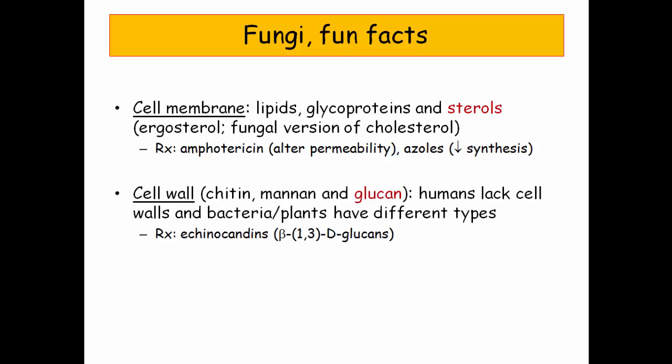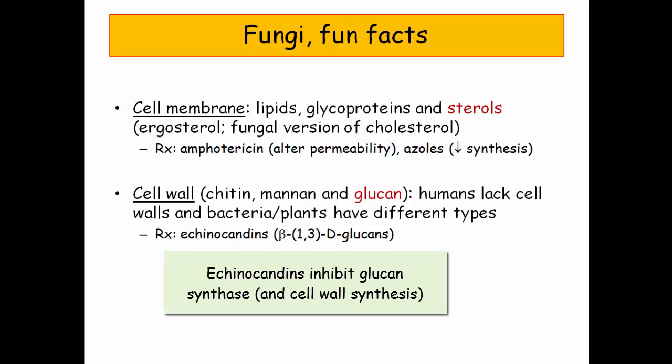Fungi also have cell walls with key constituents including chitin, mannan, and glucan. Be familiar with glucan. Its role in the cell wall is to provide structural scaffolding. As noted, humans don't possess cell walls, and bacterial cell walls are structurally different. The beta-glucan, therefore, becomes a target of therapy. The echinocandins, which inhibit glucan synthase, specifically target the glucans and thereby cell wall synthesis.